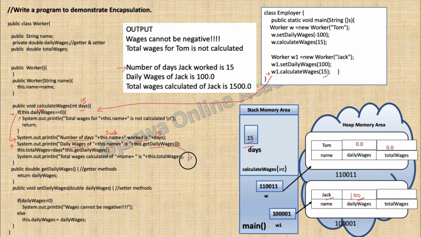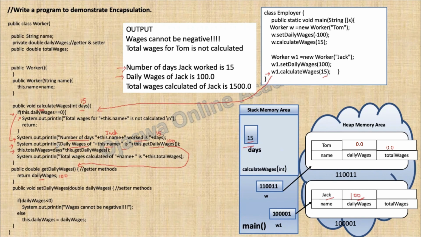So from here, control of the program will go to the method and this will return the value of dailyWages, that is instance variable dailyWages. So what is the value of instance variable dailyWages? It is 100. Return 100. So value 100 will be returned back over here, and this statement, "Daily wages of Jack is 100," will be printed to the console. Now next we are calculating the total wages.